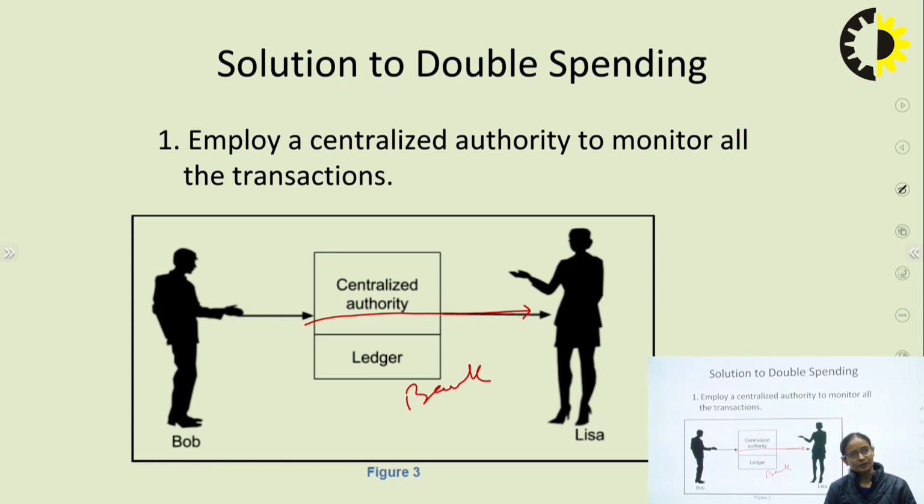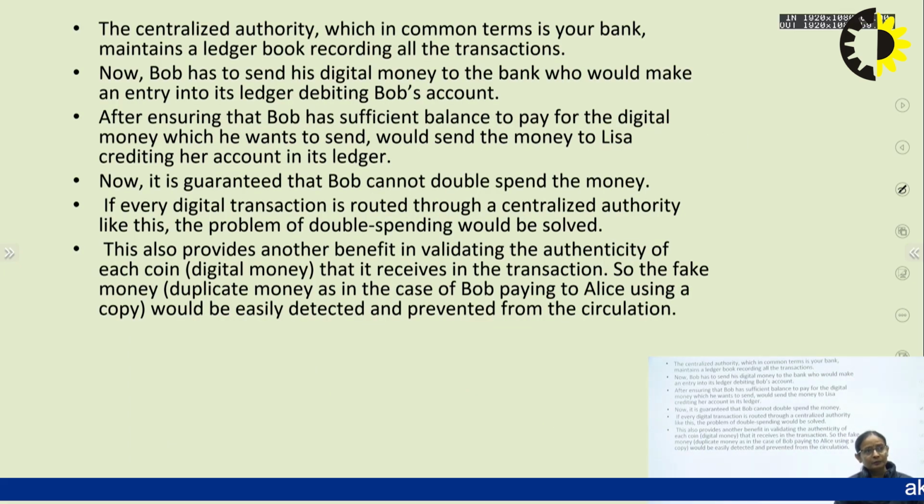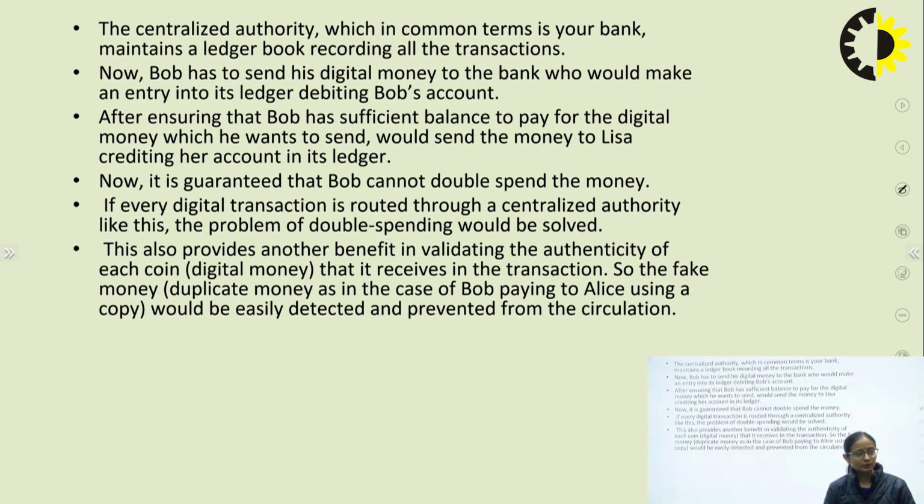So in this case, we can employ a centralized authority to monitor all the transactions. It maintains a ledger book which records all the transactions, and for maintaining certain activities which the bank runs for you, you have to pay a certain commission to the bank. So now Bob has to send his digital money to the bank, which would make an entry into its ledger debiting Bob's account. After ensuring that Bob has sufficient balance to pay for the digital money which he wants to send, it would send the money to Lisa, crediting her account in its ledger.